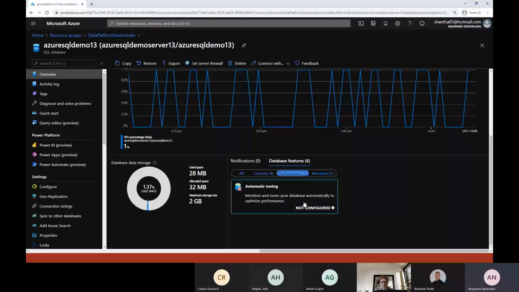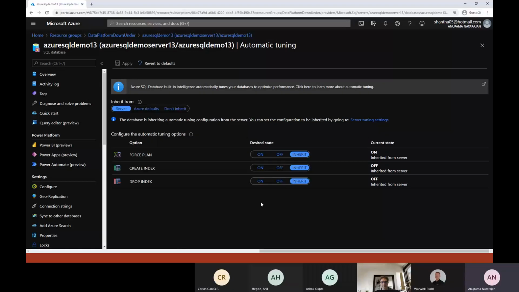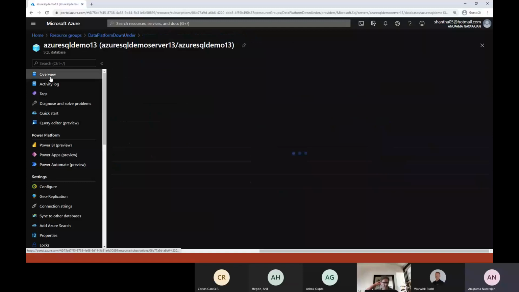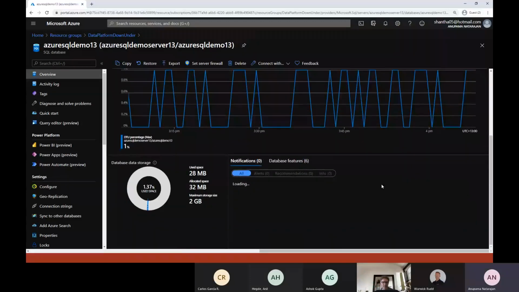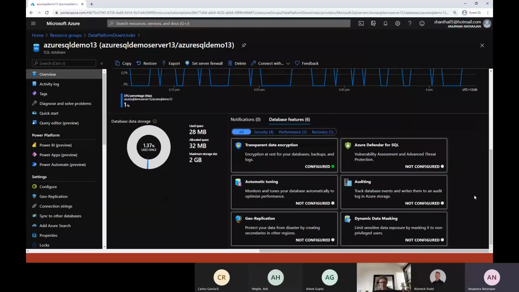From a performance perspective, as I said, automatic tuning, I haven't configured this yet. So I can go ahead and turn it on. In a nutshell, if you want to know what features have been turned on in your Azure SQL database or not, the first thing I will check is the overview section, to get a better idea of what things have been configured and what haven't been configured from a best performance perspective, and what are the things that you have to configure here.